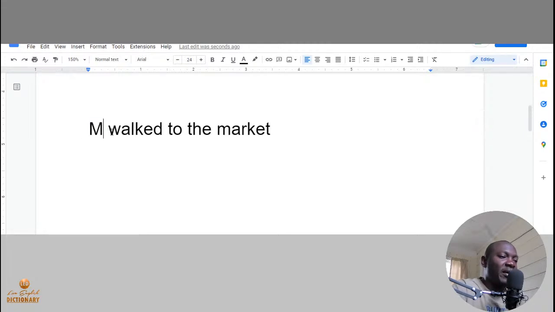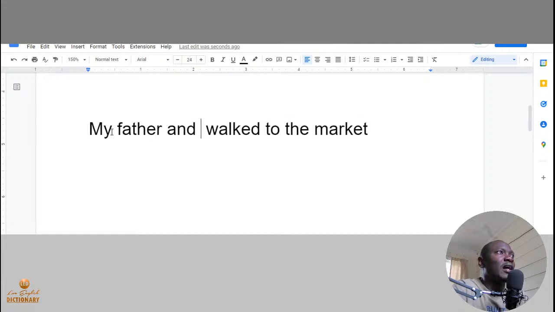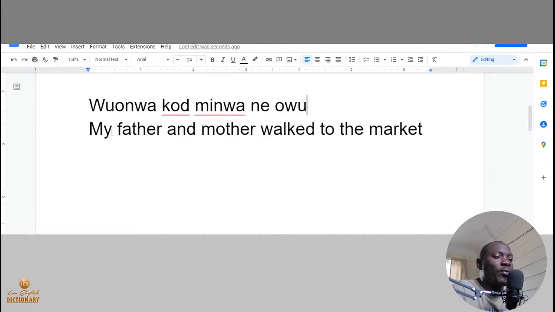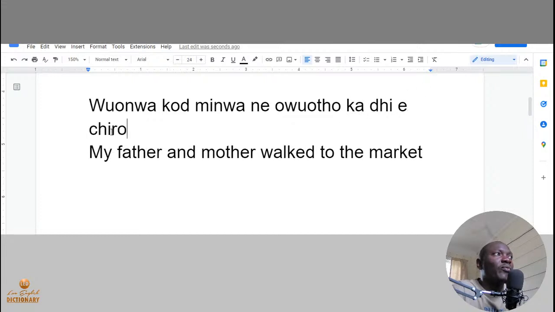I can put my father and mother. My father and mother walk to the market. So I will say, wuonwa kod minwa ne owuotho ka dhi e chiro. Wuonwa kod minwa ne owuotho ka dhi e chiro. My father and mother walked to the market.